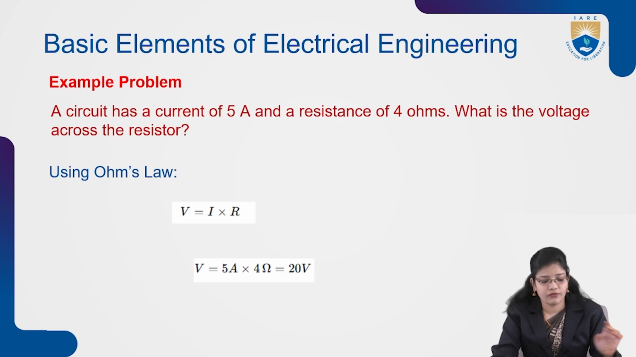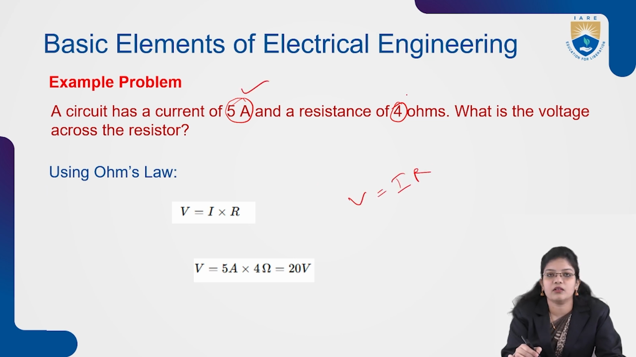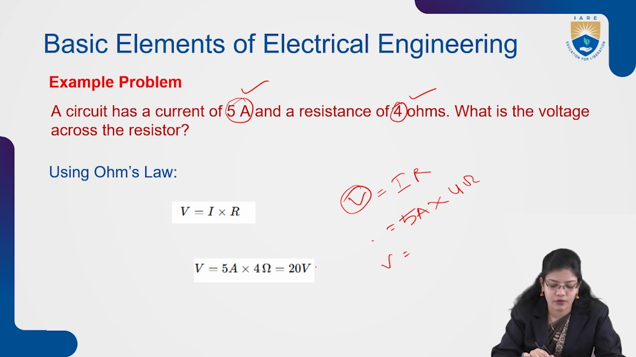In the same way, if we want to find the voltage in the circuit, the example problem can be taken as: a circuit has a current of 5 amperes and a resistance of 4 ohms. What is the voltage across the resistor? We know the basic formula of Ohm's law, V = IR. So here current is given and resistance is given. We can find the voltage easily. V = IR. I is 5 amperes and resistance is 4 ohms. The value of V will be 20 volts.